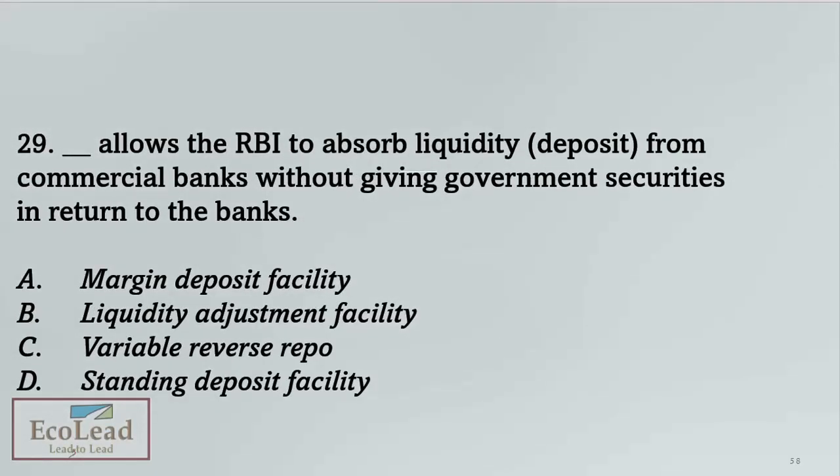Dash allows the RBI to absorb liquidity deposits from commercial banks without giving government securities in return to the bank. What are the options? Margin deposit facility, liquidity adjustment facility, variable reverse repo, and standing deposit facility. Here, all other options more or less we have discussed. Only the last option, the standing deposit facility, I need to give an idea about.